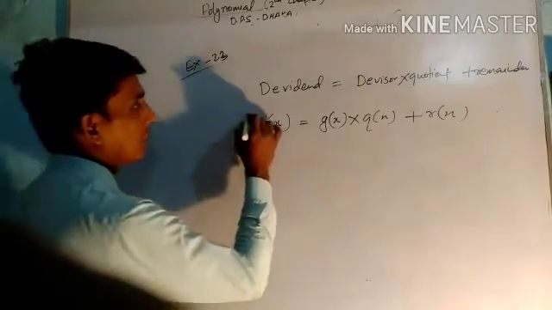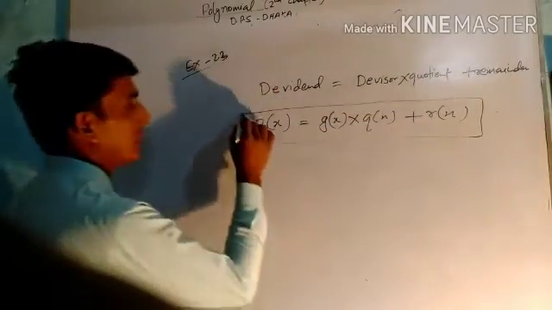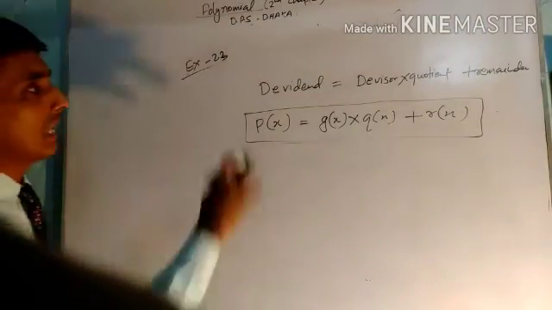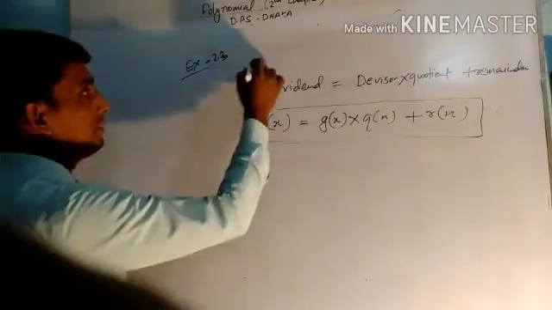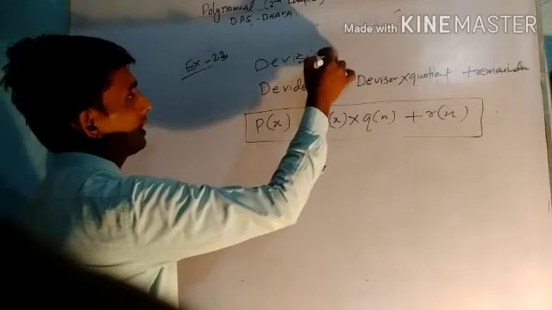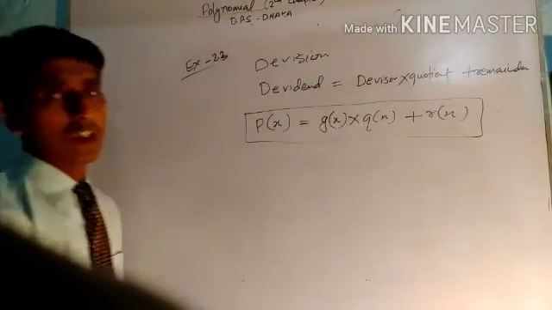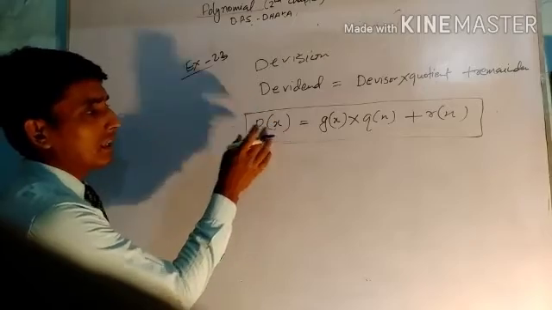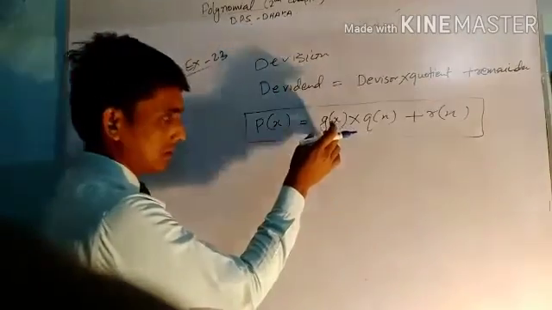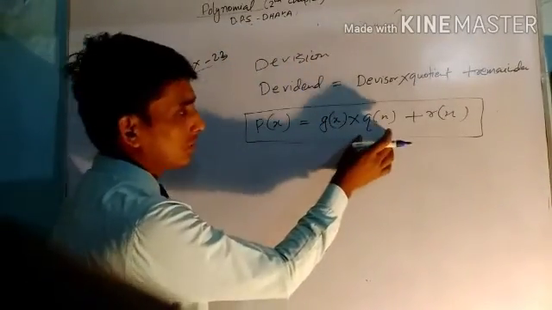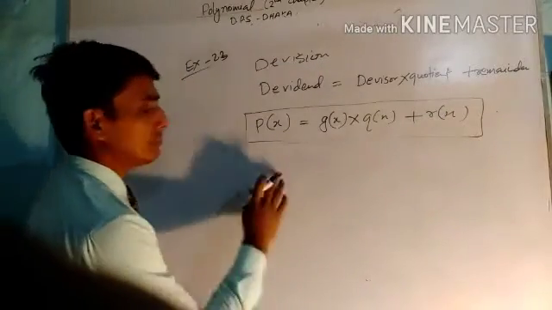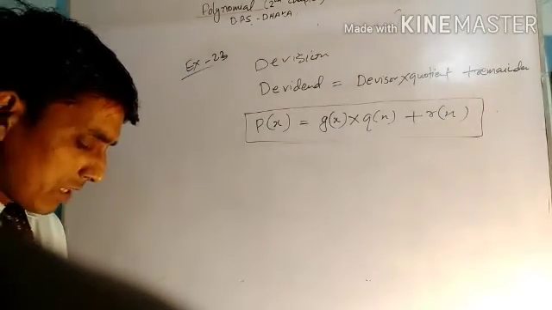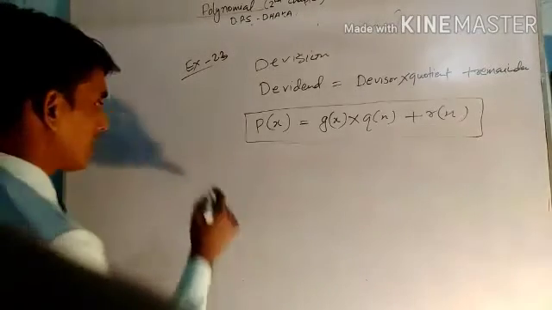So this algorithm is followed by polynomials also, as our numbers follow this division algorithm. Similarly, the division algorithm is also followed by these polynomials. Okay, so if we have a polynomial p(x), there must be a polynomial g(x) such that g(x) into q(x) plus r(x) is equal to p(x). Okay, so now we will do the first question. Question number 1.